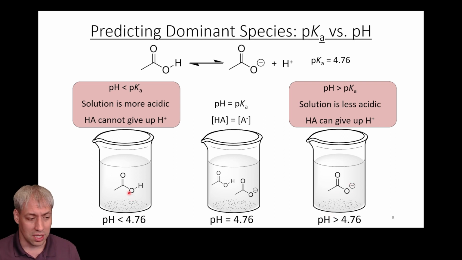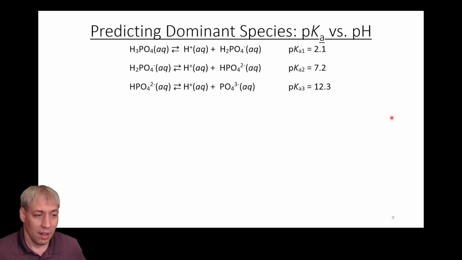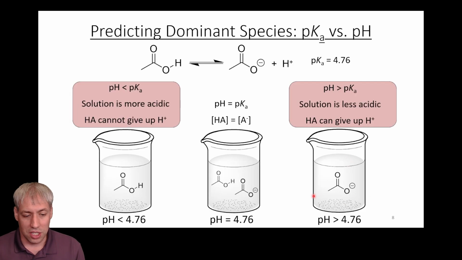If the pH of the surrounding solution is more acidic than what you're adding, it's going to keep its protons. And so we can predict the protonation state based on the relationship between pH and pKa. This can get complex, especially with polyprotic acids. This is just a monoprotic acid. We're only giving up and taking one proton.